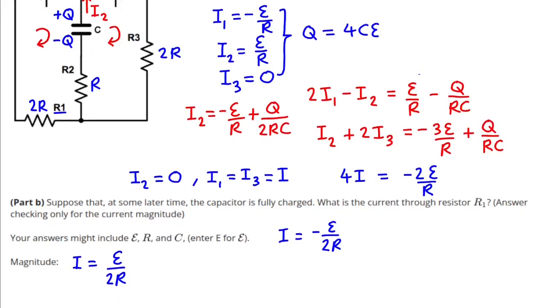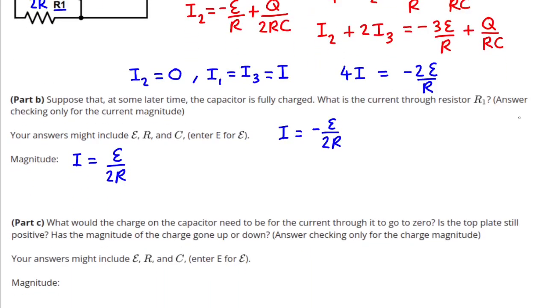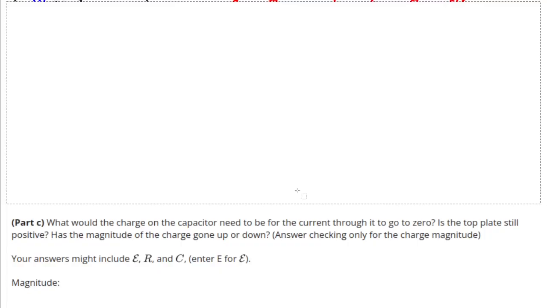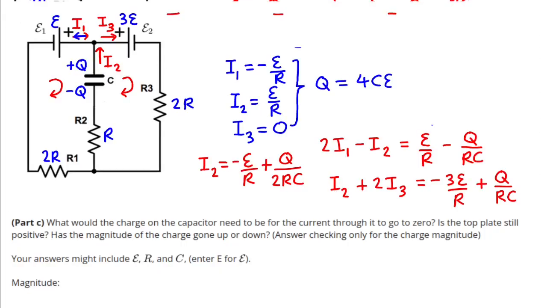And now let's do part C. And what we'll do is paste our result that we copied earlier to visualize the circuit. What would the charge on the capacitor need to be for the current through it to go to 0? Is the top plate still positive? And has the magnitude of the charge gone up or down?